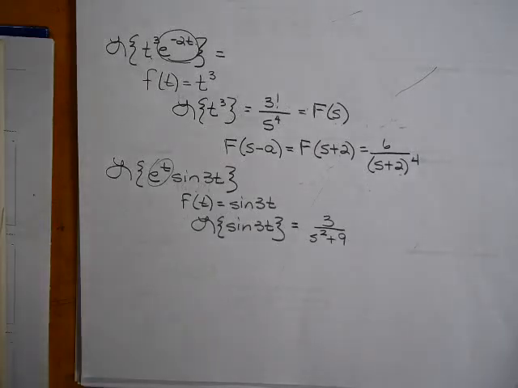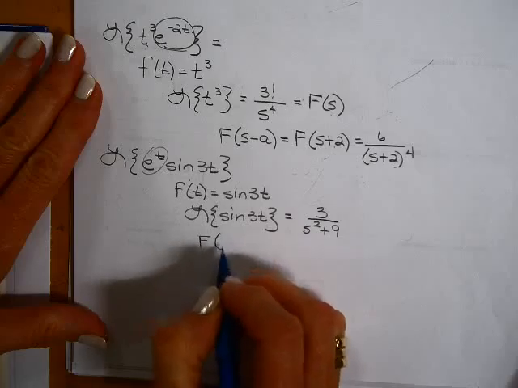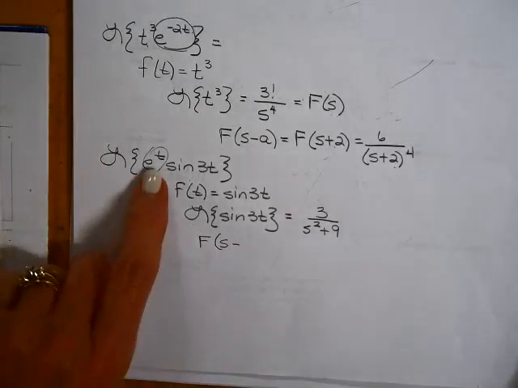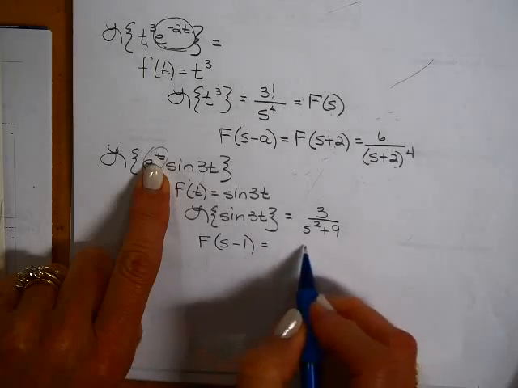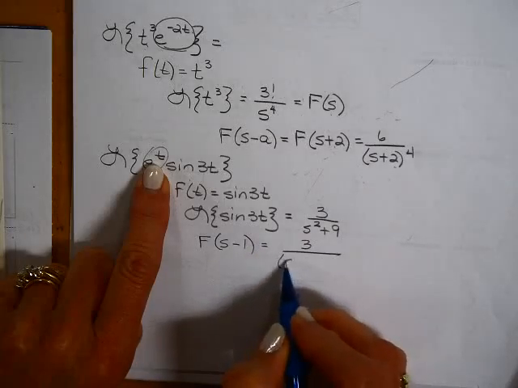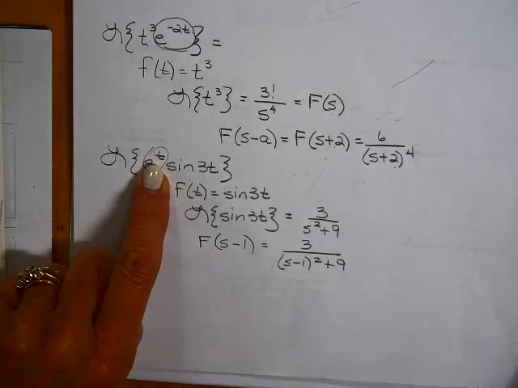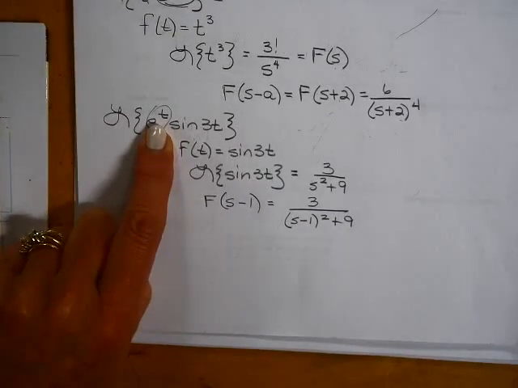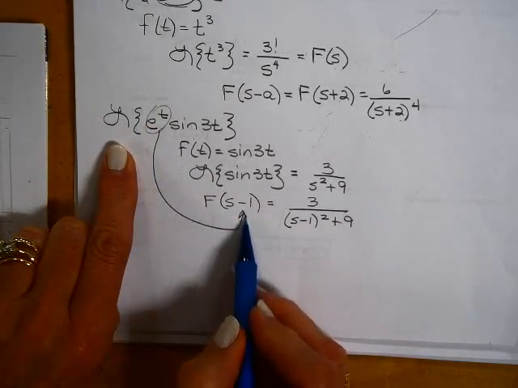I just about have it memorized. But that's your f of s. You need f of s minus whatever the a is, which is 1 this time. So this is going to be 3 over s minus 1 squared plus 9. Because of that shift, that's represented right there.